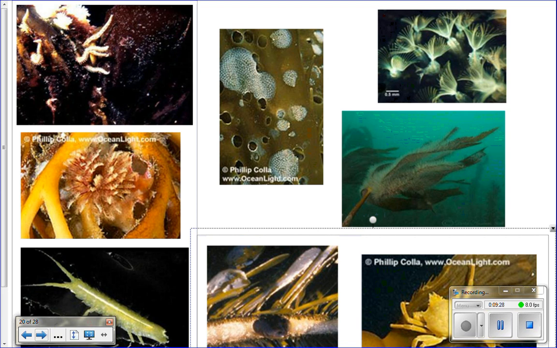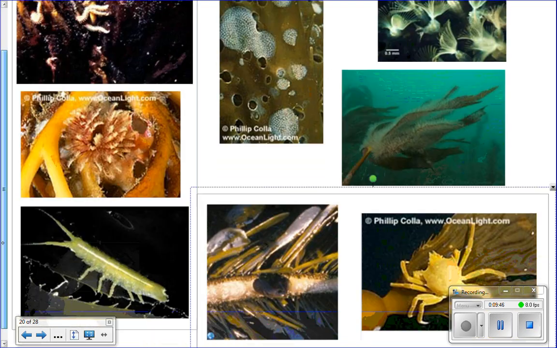Over here, see these white things? These are bryozoans. This is an up-close picture of a bryozoan. And then see this picture right here? The kelp kind of looks fuzzy. Those are actually the bryozoans on the kelp. So you get things that actually live on the surface of the kelp.